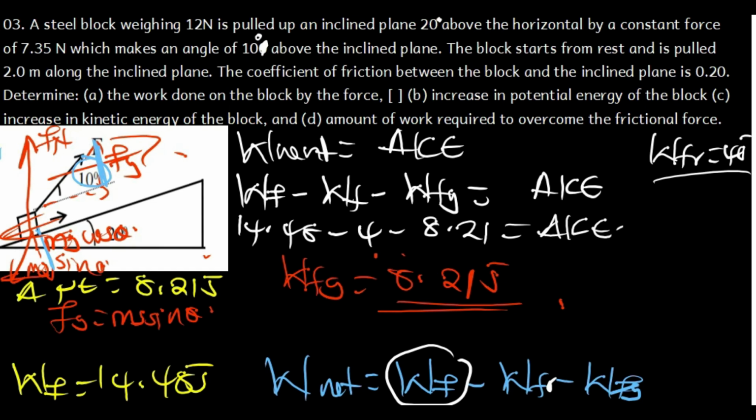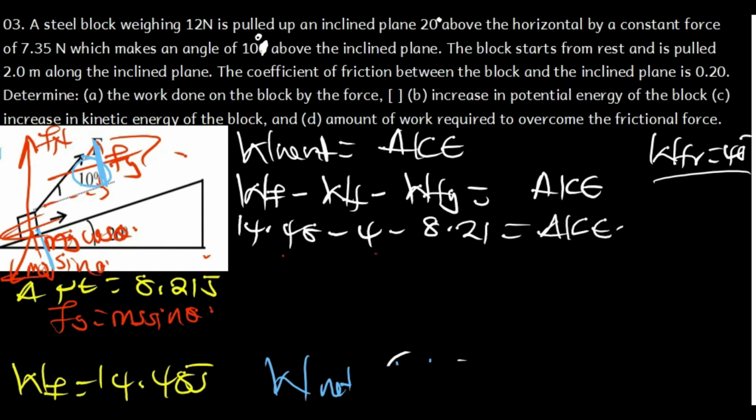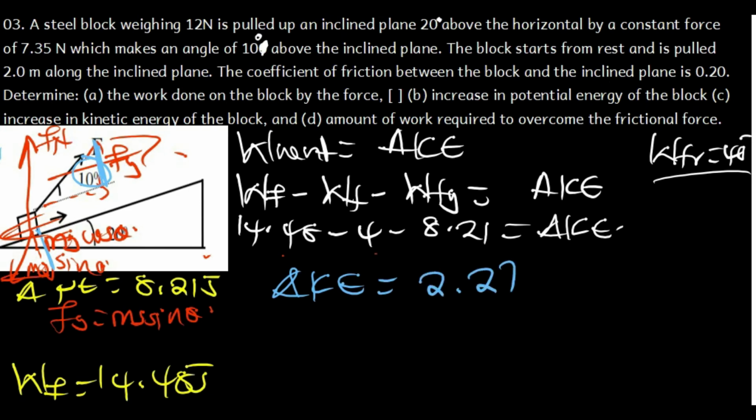Now let's see what we're going to have. We expect our change in kinetic energy, which is the increase in kinetic energy, to be 14.48 minus 4 minus 8.21. So I'm getting the net work to be 2.27. So the increase in kinetic energy is supposed to be 2.27 joules.